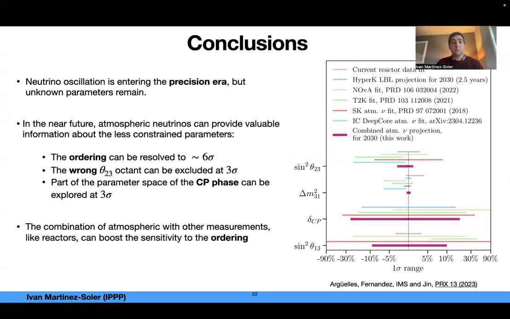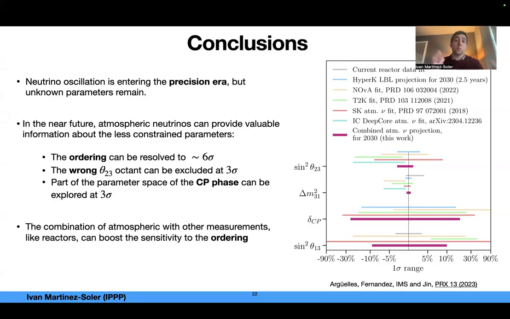So now let me conclude by saying that in neutrino physics we are entering the precision era. We still have some uncertainties. For instance, in the 3 neutrino mixing scenario, our largest uncertainties are the mass ordering, the CP violation phase, and the octant of theta 23. Atmospheric neutrinos can significantly contribute to the resolution of those parameters, in particular the ordering, which can be probed with a significance of the order of 6 sigma. Also theta 23, for which we can reach 3 sigma, and more or less the same for the CP violation, just for some values of the CP violation.